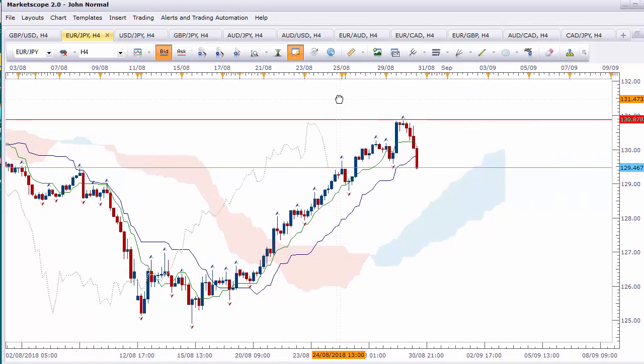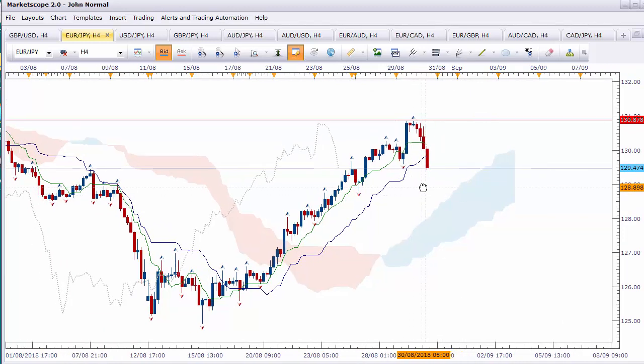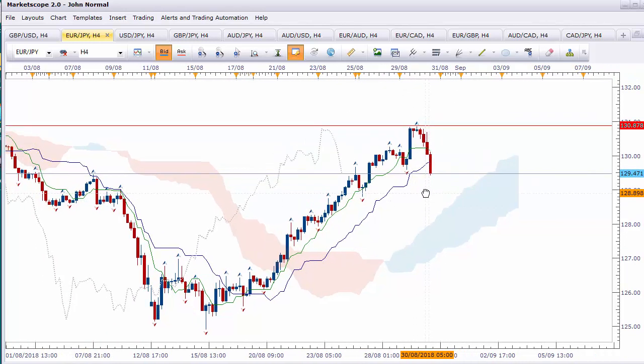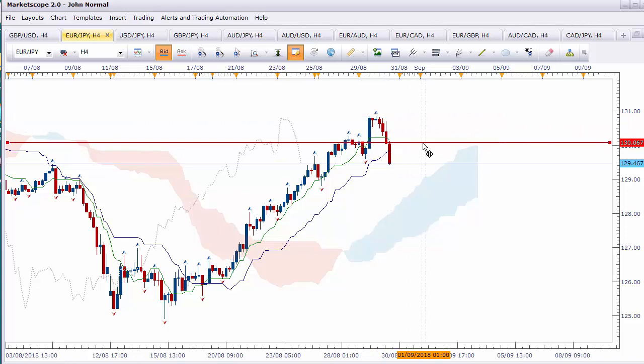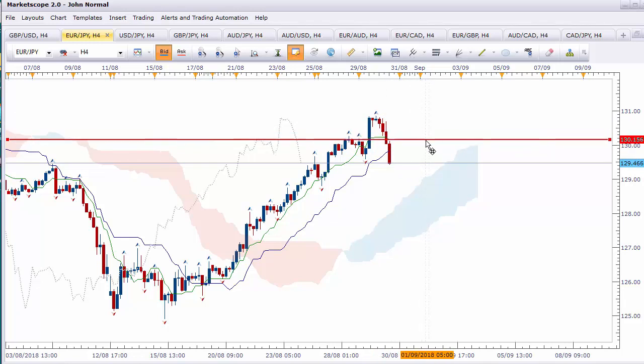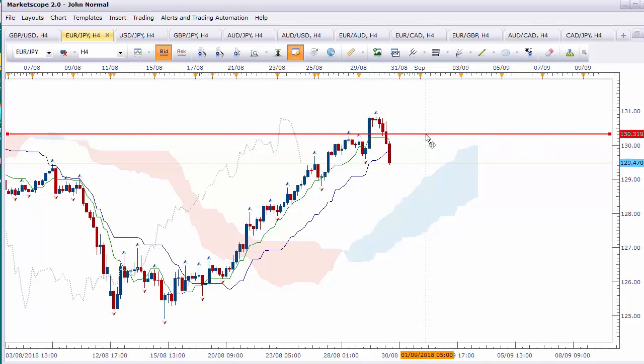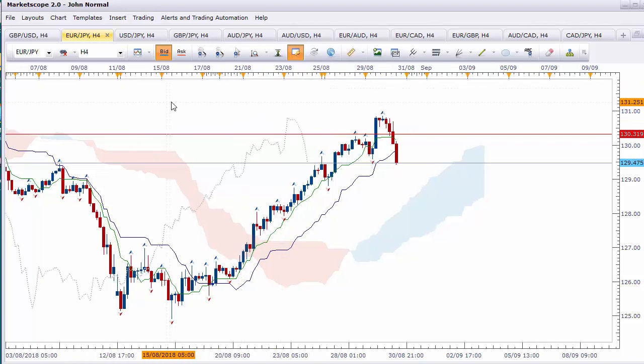So reduce the amount of lots that you put on, or reduce the amount of money that you put on it, the risk. Make sure you work your risk out before you take the trade. Your stop loss would have to be up there because price can go back up there. You could take a bit of a chance and put your stop loss at one of these fractal levels here, but don't be surprised if price goes back up there before it moves down. Okay, so that's the euro yen.